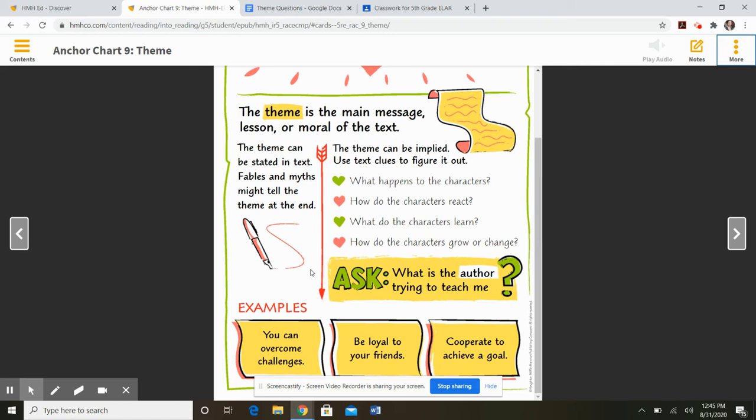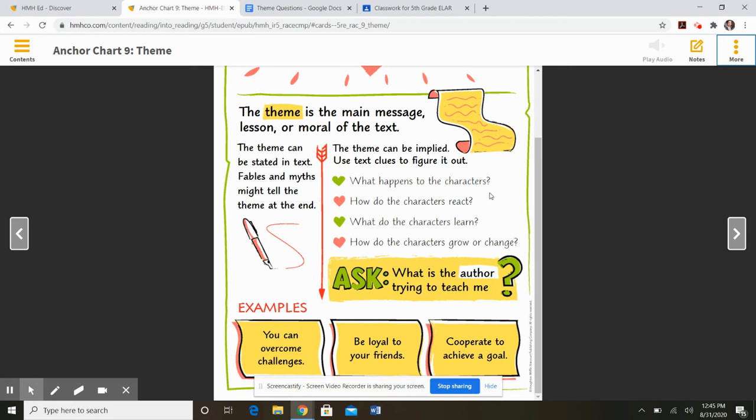Now, stories like myths or fables often have the theme at the end of the story. And in a fable, this theme is often called a moral. Now, when themes are implied, and usually themes are implied, you as a reader can figure it out by asking questions. So you ready to learn the questions? Here they are right here.